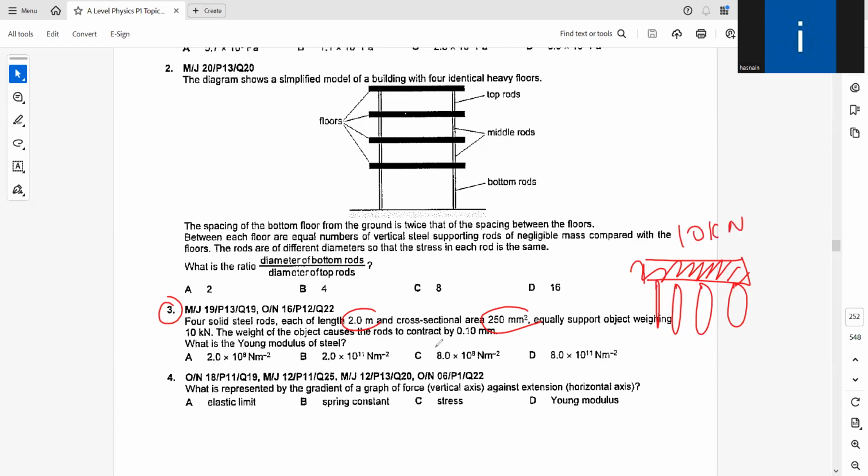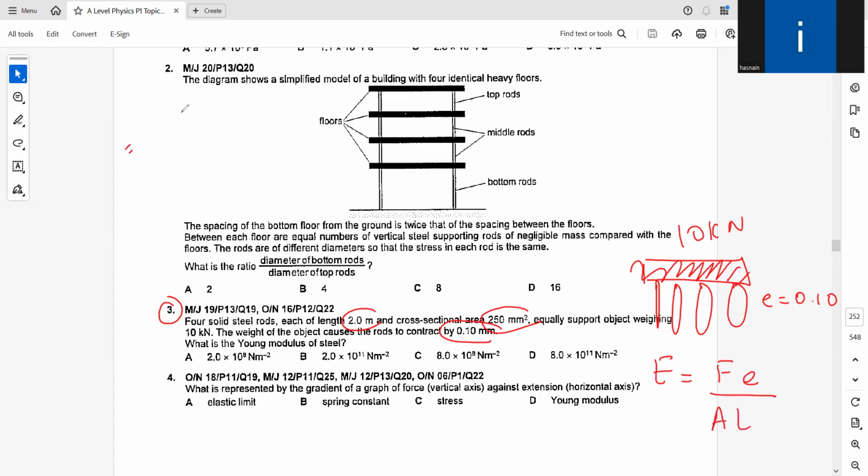So the weight of the object causes the rods to contract by this much. That means they basically compress. That means the extension or the change is 0.10, directly given. That is important. What is the Young's modulus? So the equation is very easy then. The formula for Young's modulus is F e over A times L.